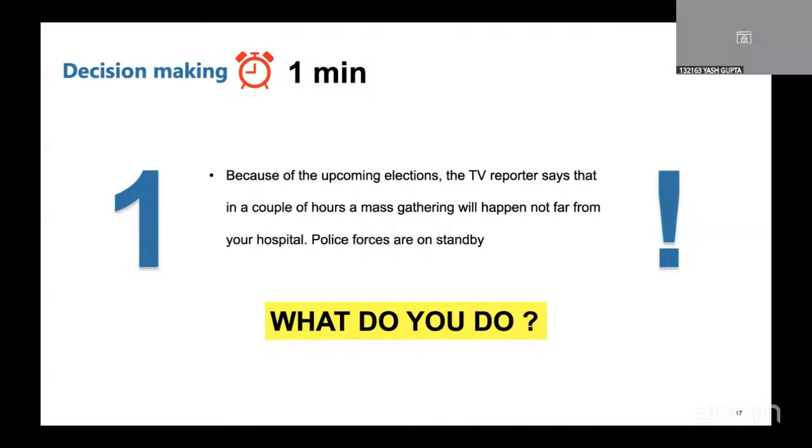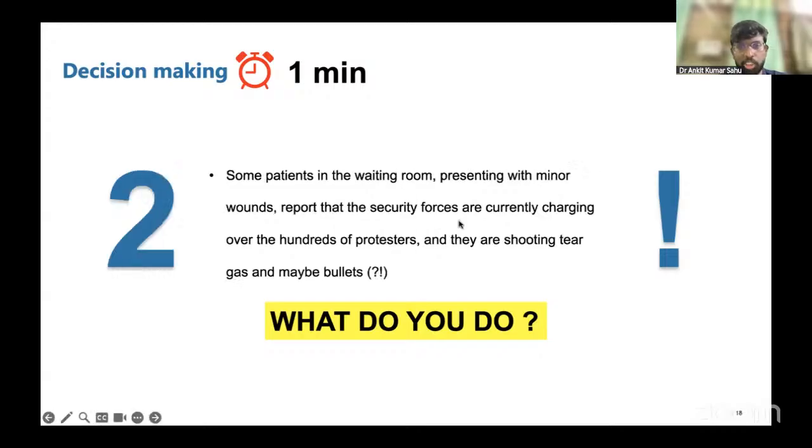Chitra ma'am, welcome. Good evening. You're right, ma'am. Even if the TV reporter is saying a mass gathering is happening and something is going to happen, you have to confirm the news. It is your hospital policy how you confirm. For example, are you going to confirm with the police personnel? Are you going to confirm with the disaster management authority? The point is, it is your hospital policy, but yes, you have to confirm it. Great, so let's go to the next question.